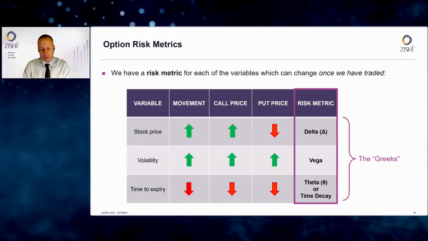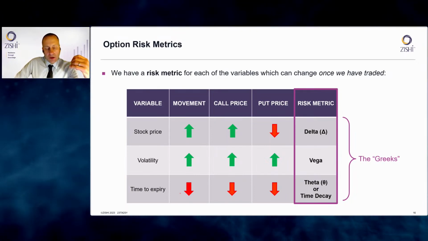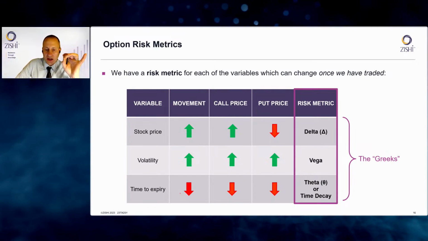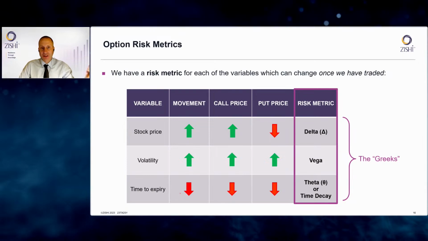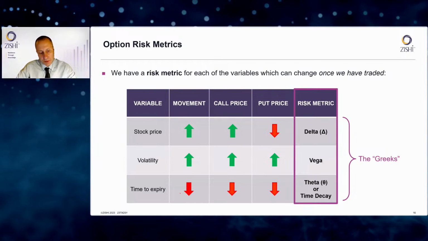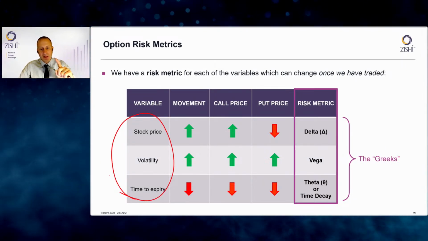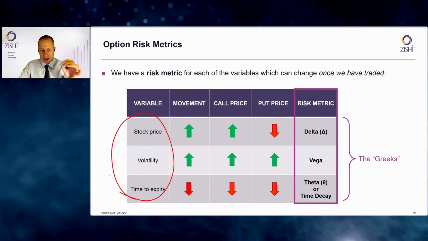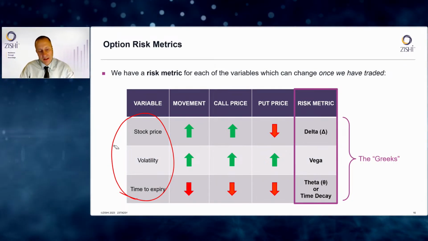Okay, so if we have prices moving up and down, it's worth us having a think about, can we calculate the magnitude of our price changes, and consequently, how much our profit and loss changes by as each of these price drivers move. So once we've traded an option, there are only 3 things that can change, because of course the strike is now fixed. So once we've traded, only the stock moving up and down, the volatility changing, and the time to expiry changing, only those 3 things can affect the price of our option.